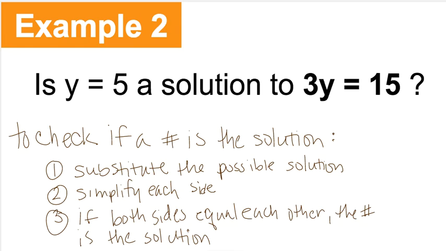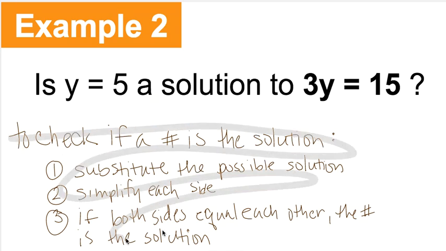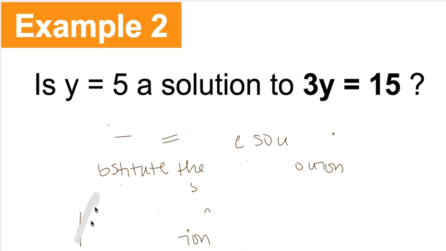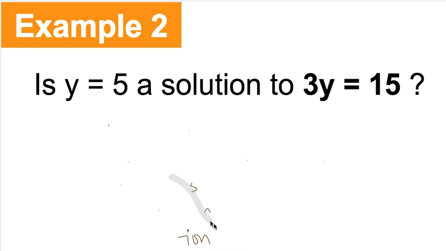So now let's take a look and see if 5 is a solution. Make sure that if you have to rewind and pause, you get those steps copied down. So step number 1, substitute. Instead of the y, I'm going to replace it with a 5.